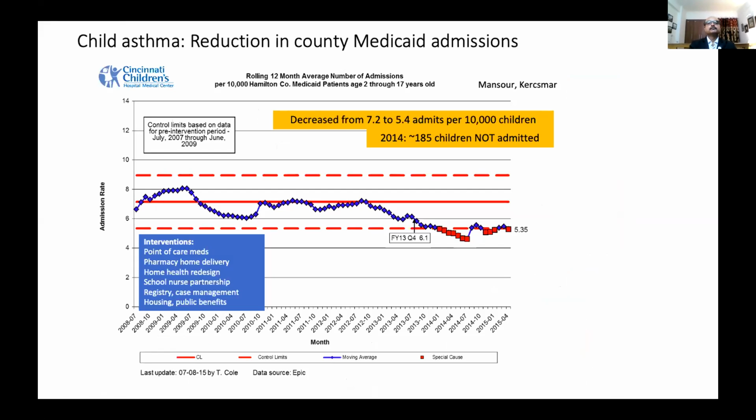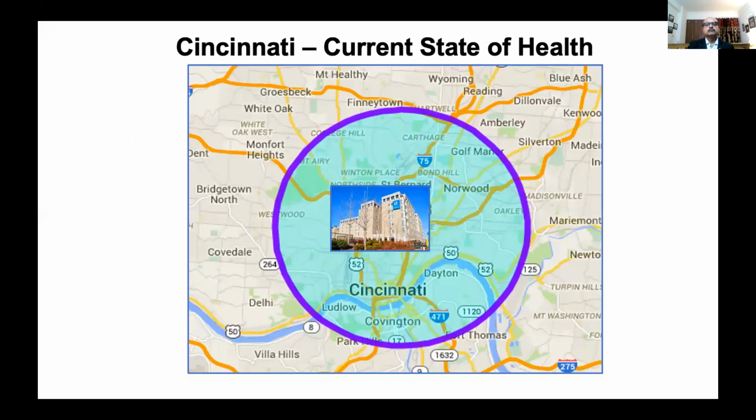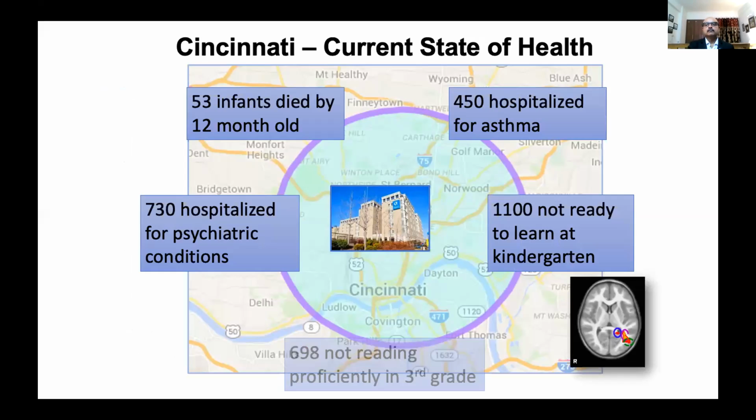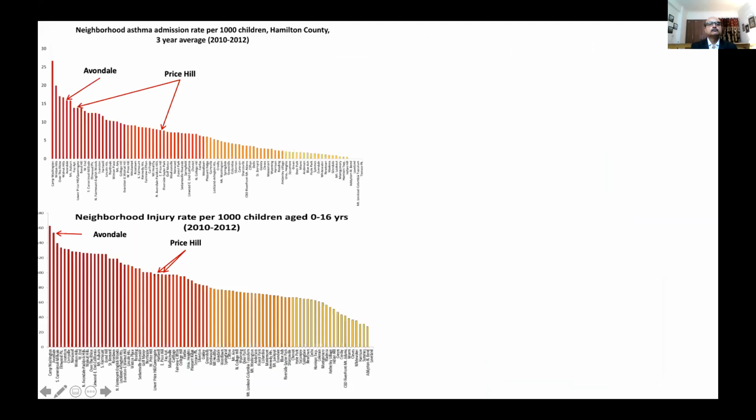And when we do that, we can see reductions in hospitalizations, as shown in this control chart for children with asthma, by delivering point-of-care medications, home delivery from the pharmacy, redesigning the home, building nursing partnerships in the schools, and improving public benefits. But unfortunately, in Cincinnati, just like in your cities, not only do we have problems with asthma, but we really have problems with the overall current state of health, not only asthma, as you see in the top right-hand box, but kids not being able to learn at kindergarten, not being able to read by 3rd grade, hospitalized for psychiatric conditions, an ever-increasing issue for us in the United States, and infant mortality. How do you deal with a system like that?